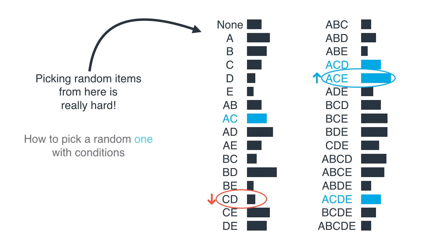The first one is how to pick a blue element, a random element among the blue ones, which come with the conditions given by our current data point. And two, how to pick a completely random element from this distribution. And we'll do it in a way that is pretty exact and relatively fast.